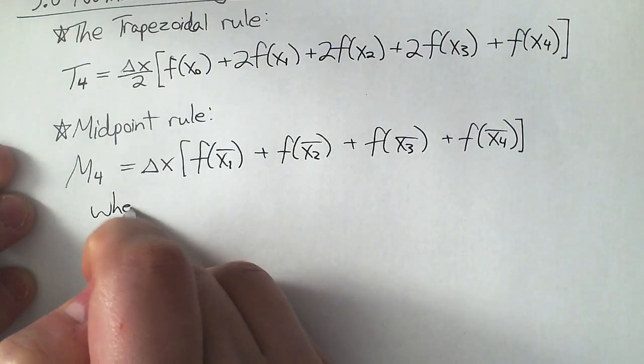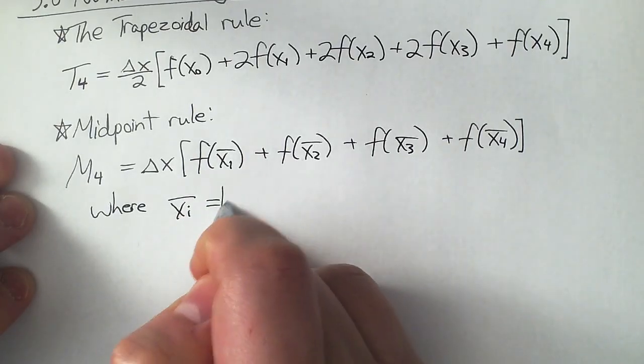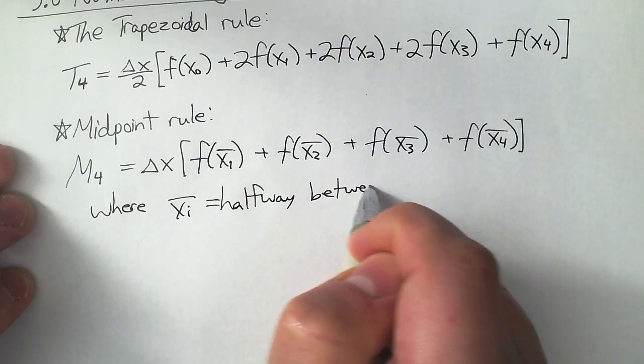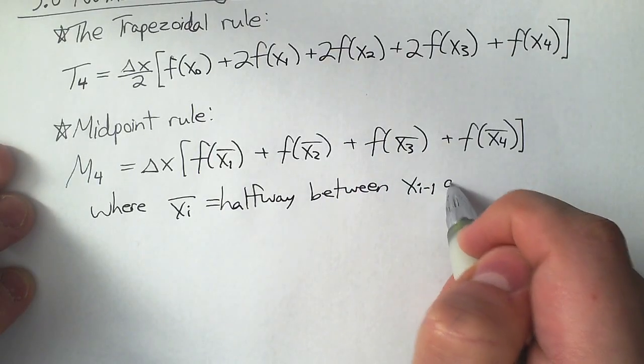For this one, I need to say what x bar equals. I'll say xi bar equals halfway between the one that comes before it and the one that comes after it.